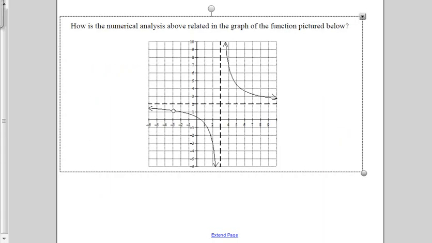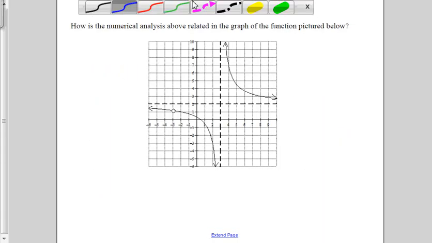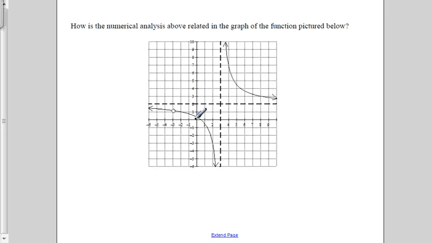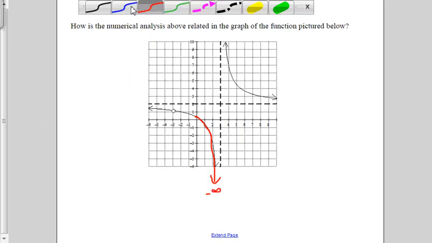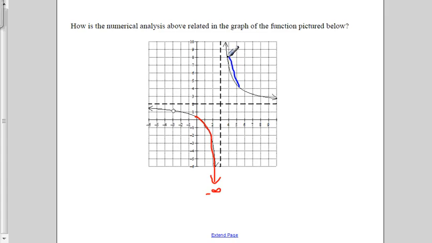Okay, what does this look like on the graph? When I approach 3 from the left, getting closer and closer to x equals 3, I'm going down, so I'm going to negative infinity. When I approach it from the right, again getting closer and closer, I'm approaching positive infinity. This shows where the vertical asymptote is, at x equals 3.